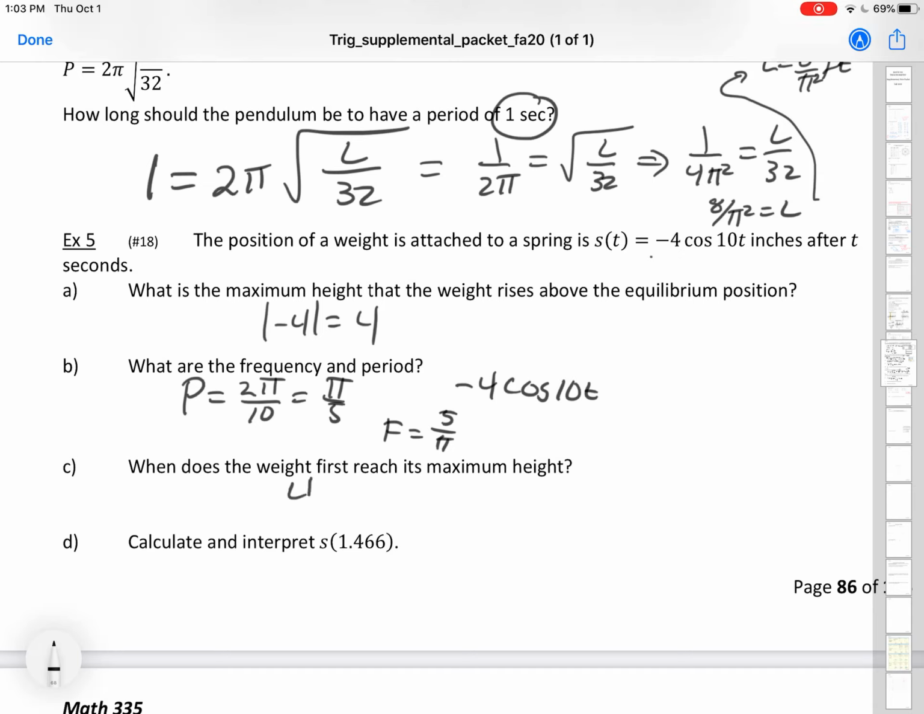When does the weight first reach its maximum height? Well, we need to know when this maximum height, which we determined was 4 from part A, happens. And you shouldn't be shocked at the answer, by the way.